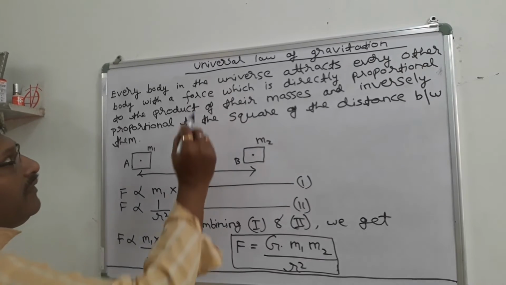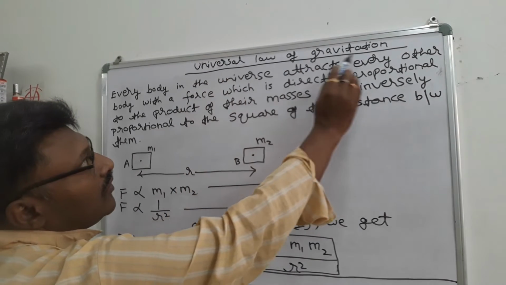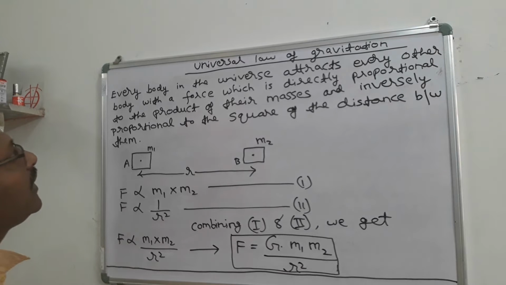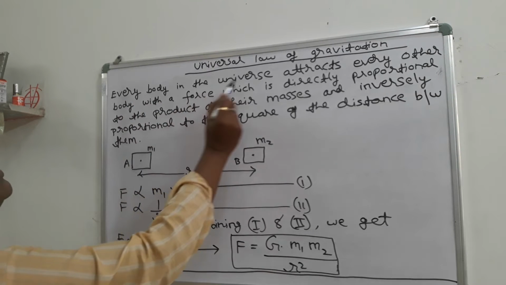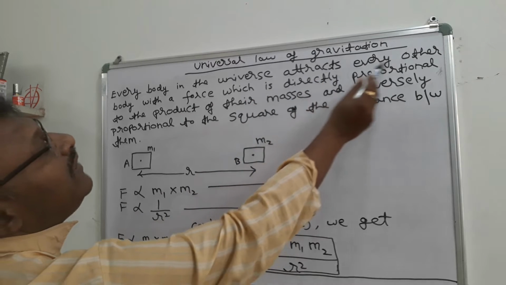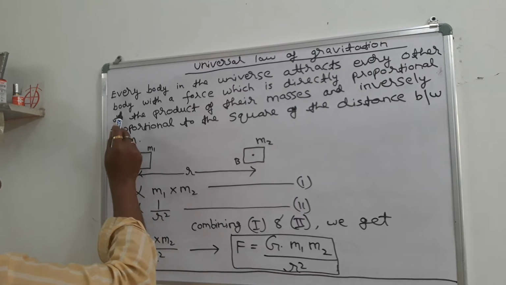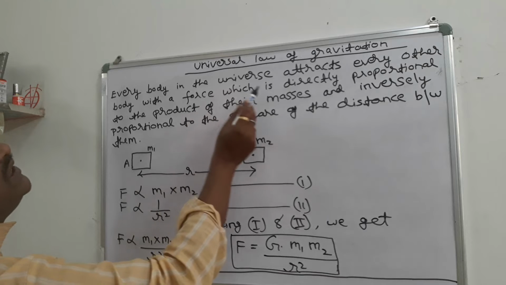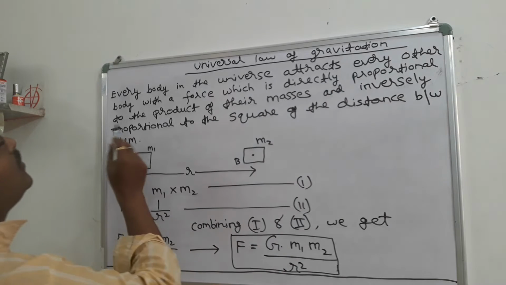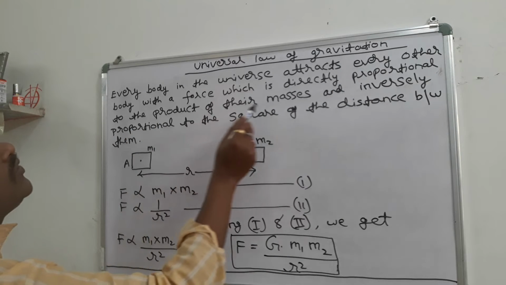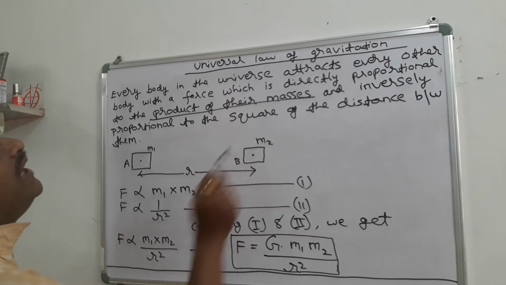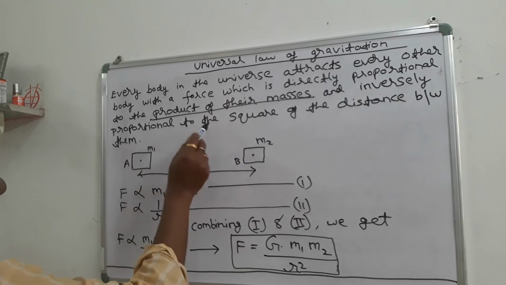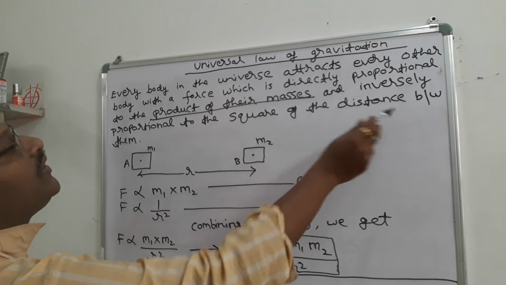Students, today we will read about the universal law of gravitation. Now, according to this law, every body in the universe attracts every other body with a force which is directly proportional to the product of their masses, and inversely proportional to the square of the distance between them.